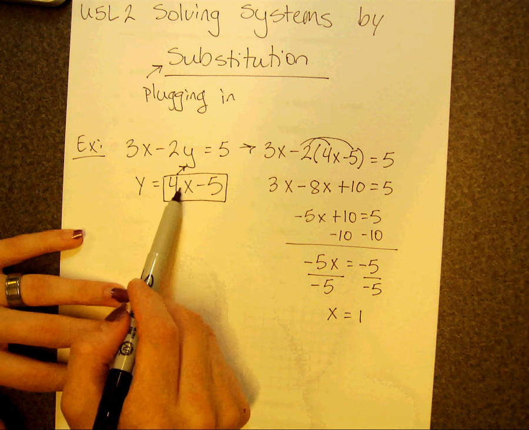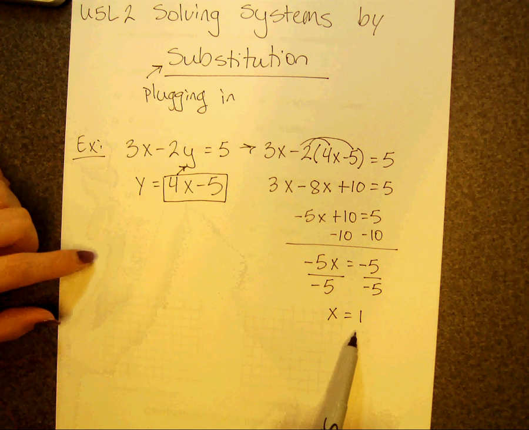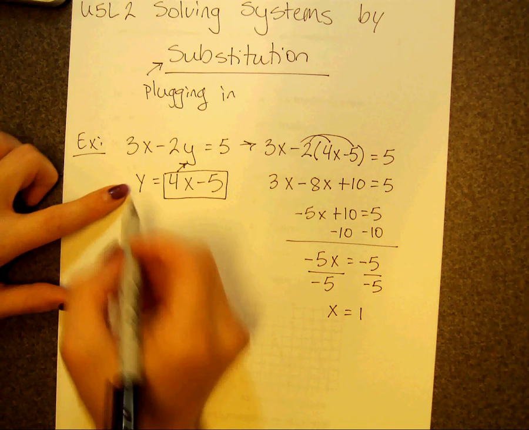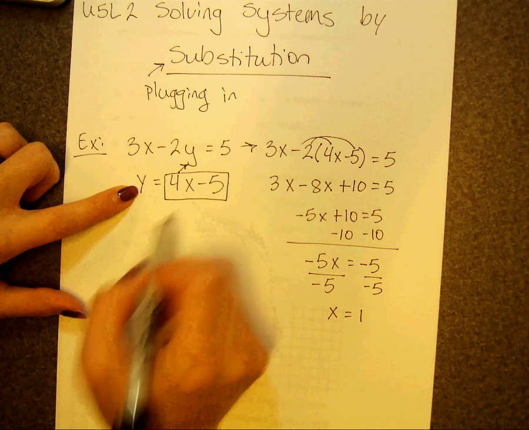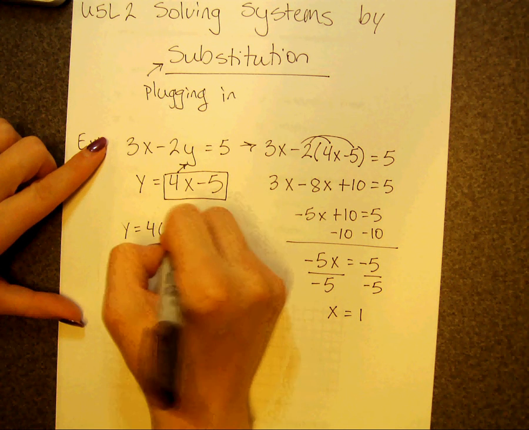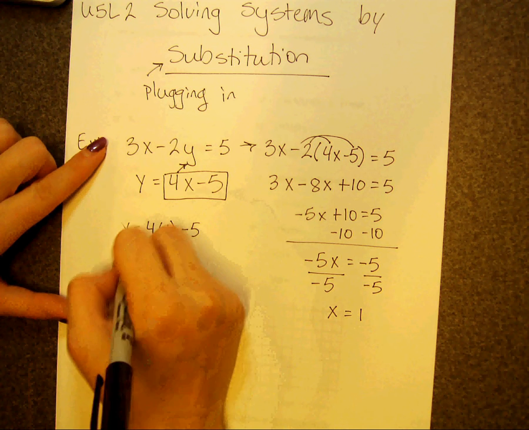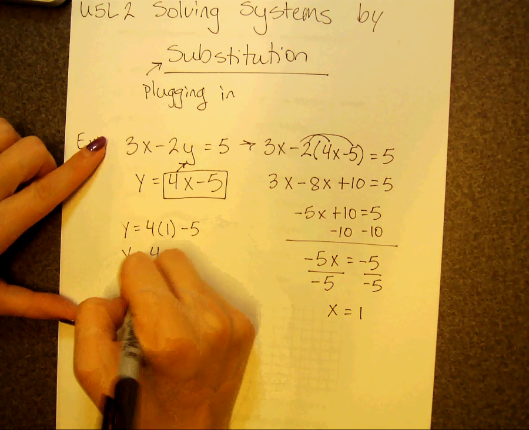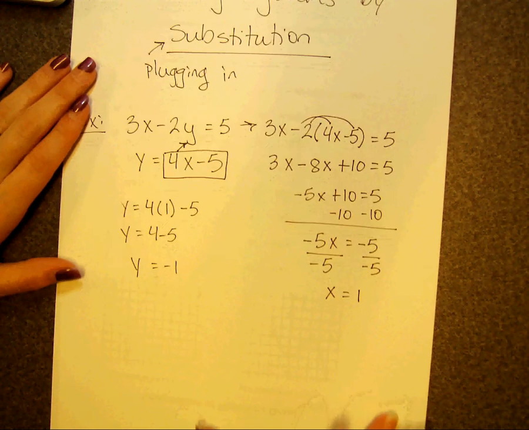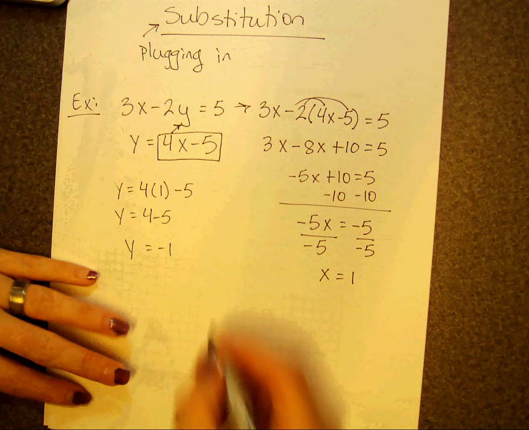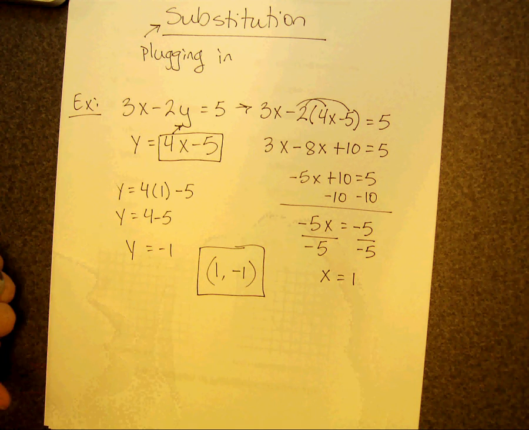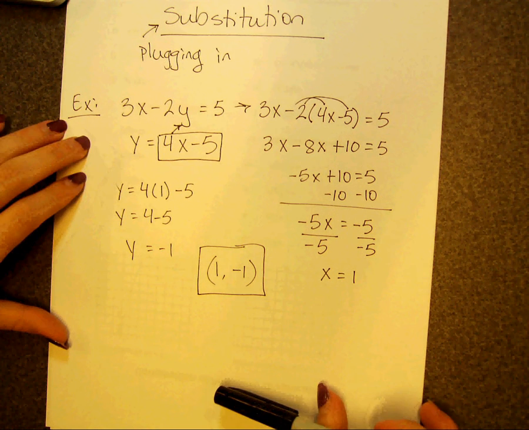Now, just like with elimination, once I have one of my variables, I know that x is 1, I'm going to plug it back into either one of my original equations and solve for the other one. So I need to plug in 1 for x and figure out what y is. I'm going to use this equation, but it wouldn't matter which one I would use. So I have y equals 4 times 1 minus 5. So I get y equals 4 minus 5, so y equals negative 1. So I know x is 1, y is negative 1, so we could leave it like that, or we could write it as an actual coordinate, 1 comma negative 1. And there is my solution.